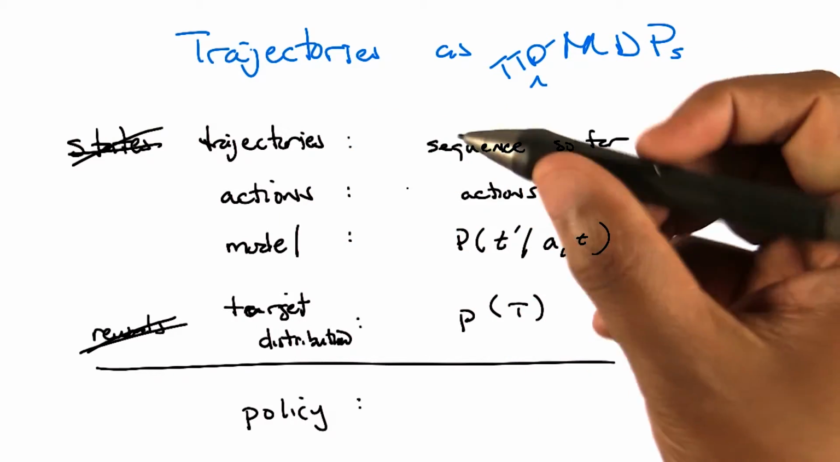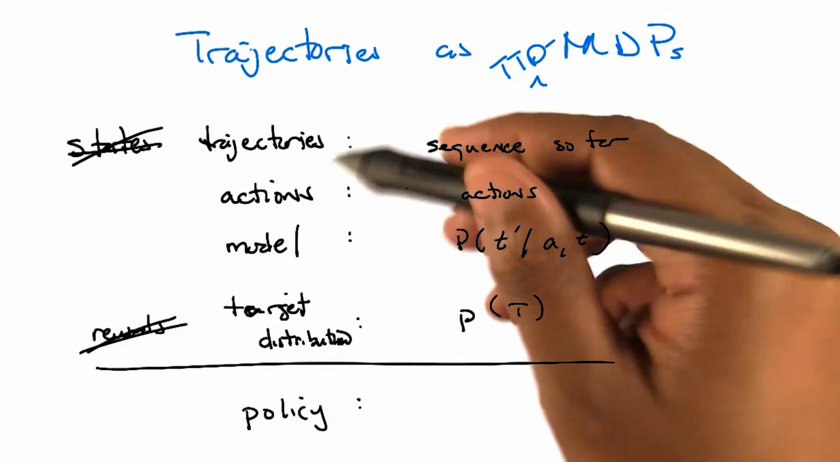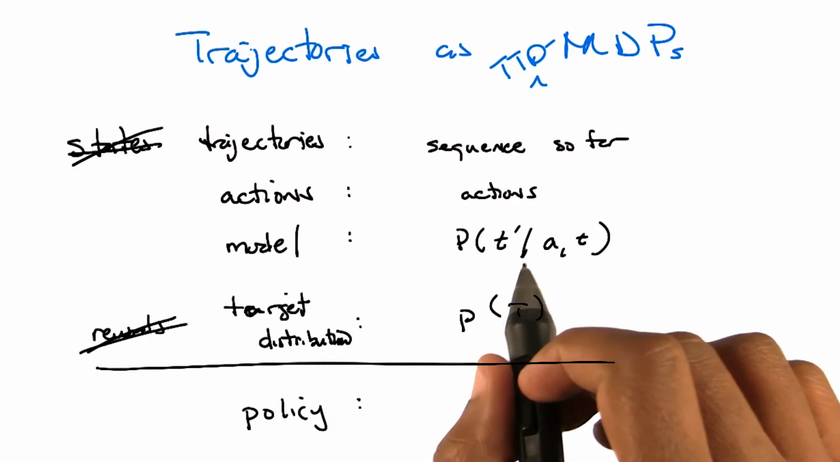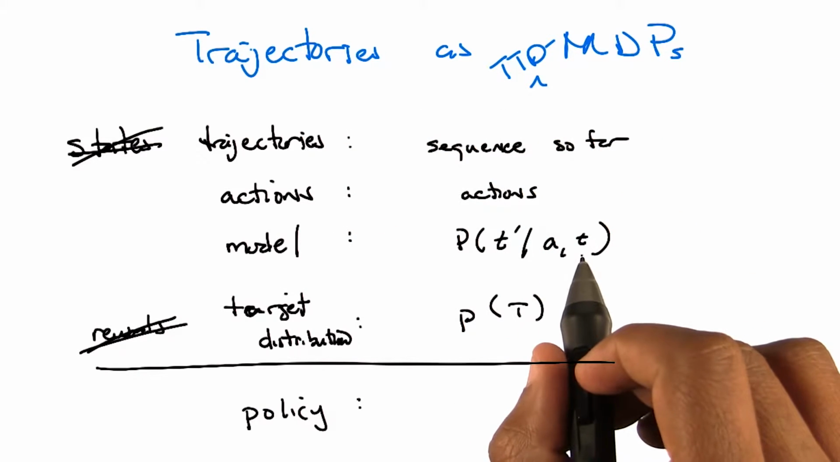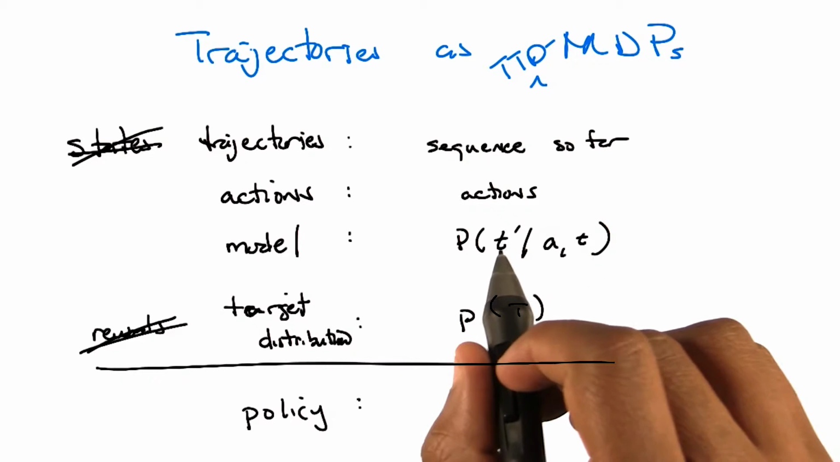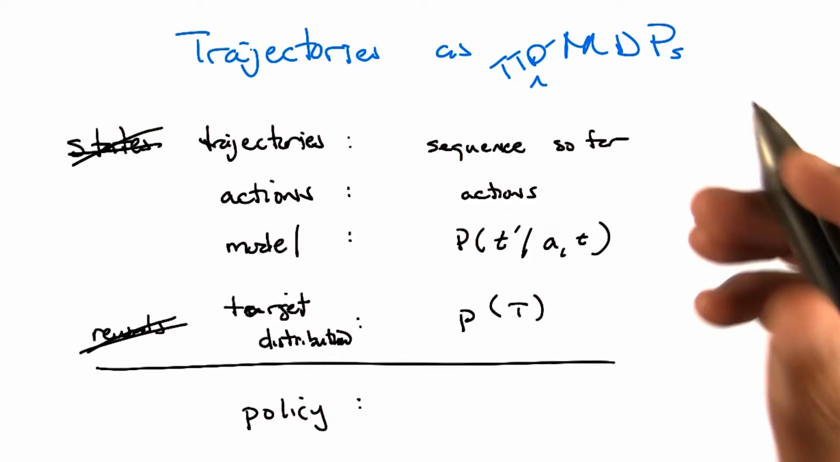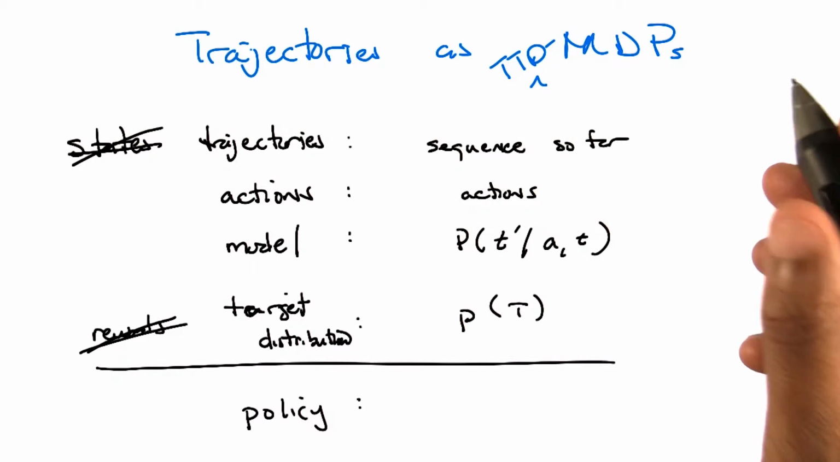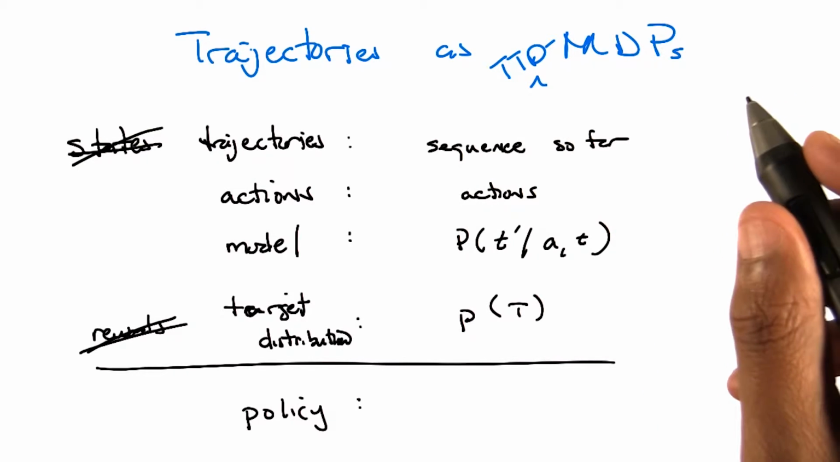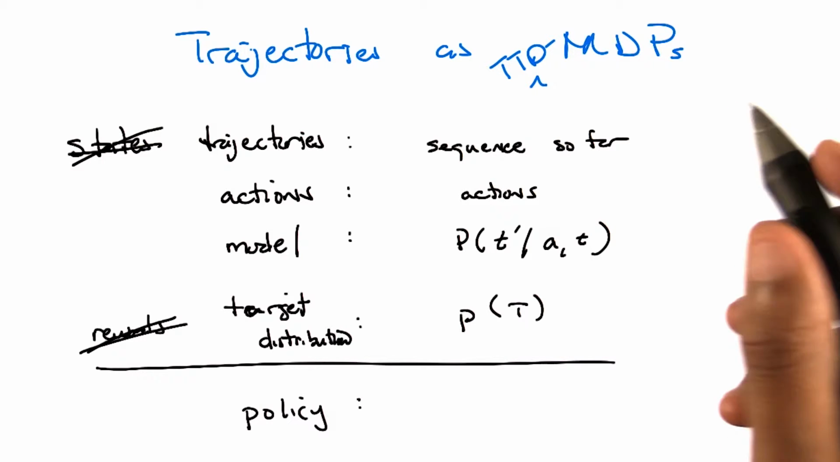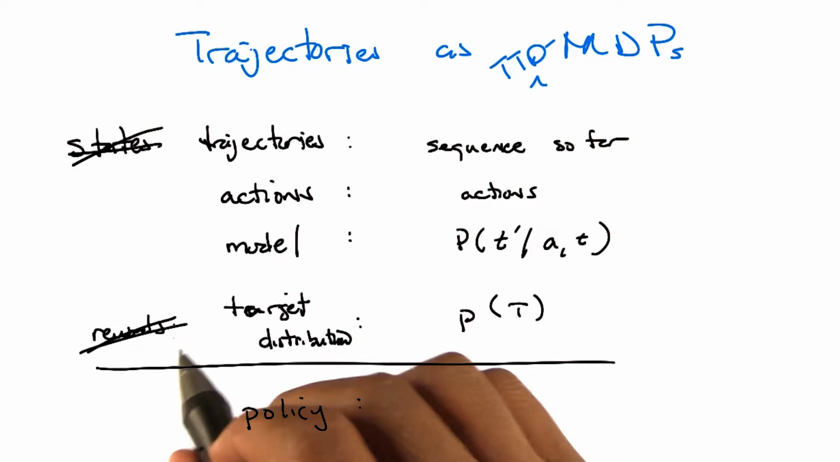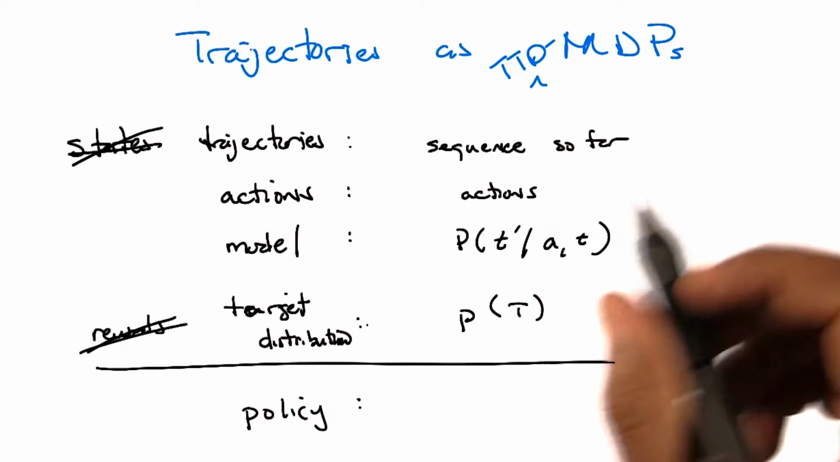Actions are exactly the same as they were before. We have a model, but now because we have trajectories instead of states, we have a model that says, well, if I'm in a trajectory and I take a particular action, what's the next trajectory that I will see? But it's still basically the same thing, except it elevates this notion of trajectories to a first-class citizen, and we're reasoning over trajectories now. And now instead of having a simple reward, we have a target distribution.